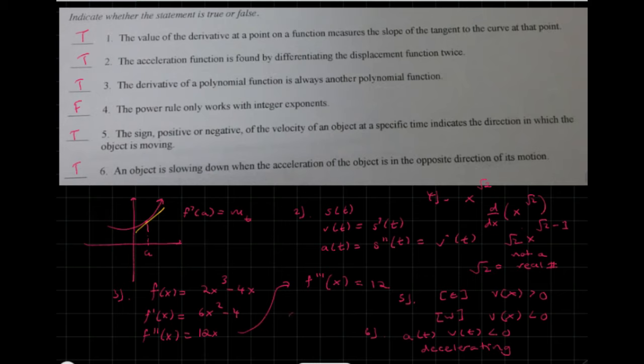And if the acceleration times the velocity function was greater than 0, then that means that the object is accelerating in the same direction that it's moving, and in this case its velocity is increasing, or the object is speeding up. So this is also true.